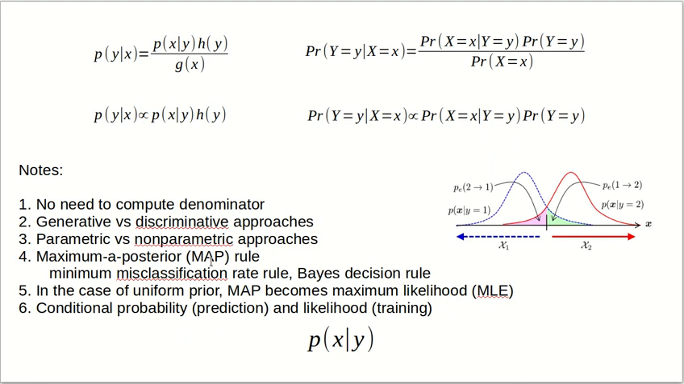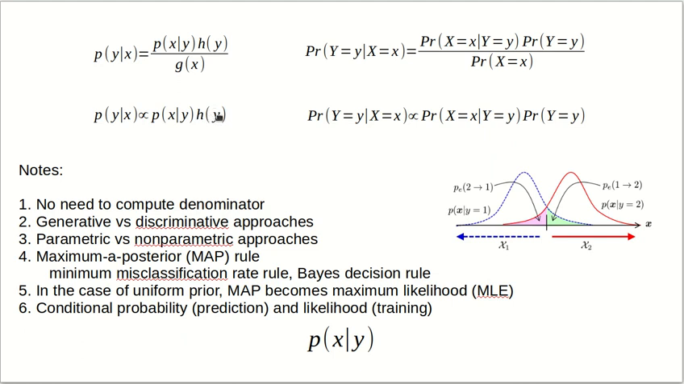So we're going to start with the MAP rule. We're going to do some classification examples based upon this MAP rule. The reason that the MAP rule is used very often is because it becomes the widely used maximum likelihood estimation, or MLE rule, given that the prior is uniform.